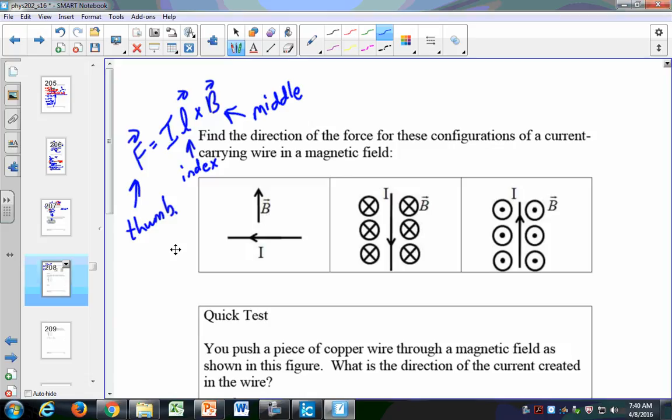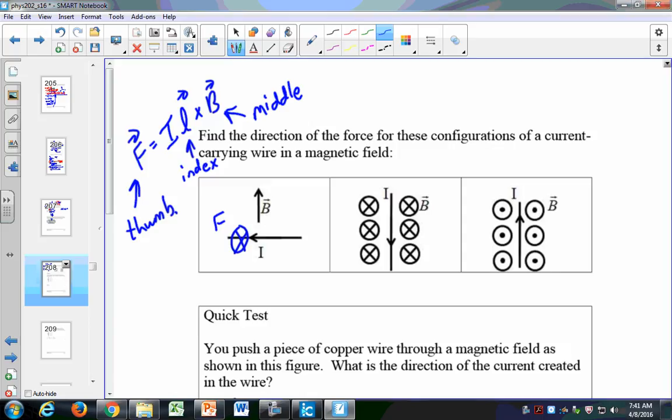So what do we say it was? Into the page? My force there is into the page. Here, on this one, what is it? It has to be what axis? The x, y, or z axis? It has to be either plus or minus x. What is it? To the right is correct.